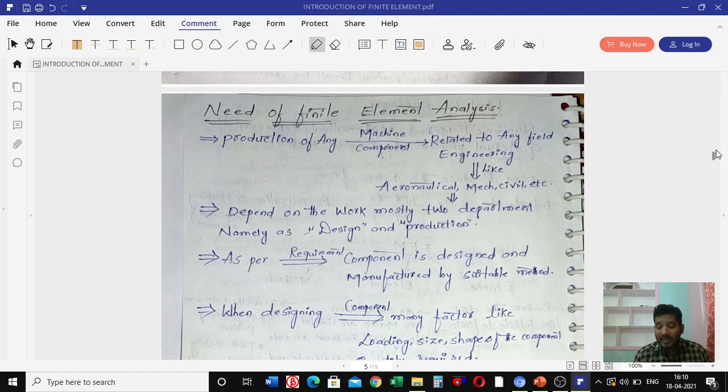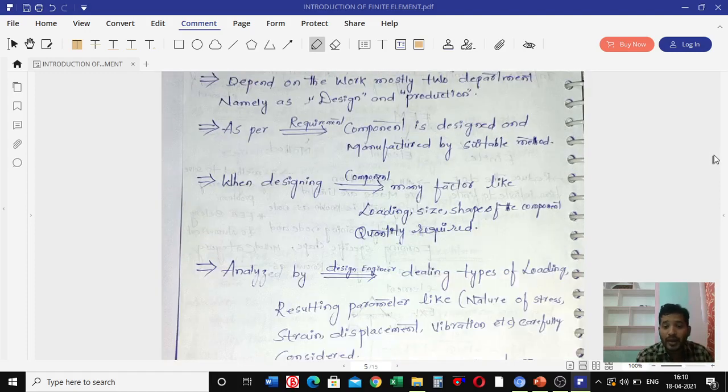The design engineer also has the responsibility of deciding which size and shape of the component we need to manufacture as per the requirement of the customer. The main intention of the design engineer is to fulfill the requirement of the customer. They need to satisfy the customer.